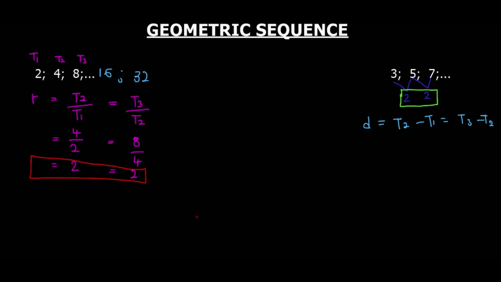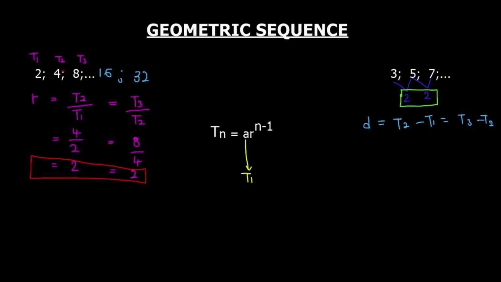Another thing about a geometric sequence is the nth term formula. This is our nth term formula. We use this nth term formula to find any term of the sequence. Let's say the question asks us to find term number 10 or term number 100. We use this formula to find that term. Even if we find term number 2 or term number 3, we use this formula to find any term of the sequence. And this A is our term number 1.